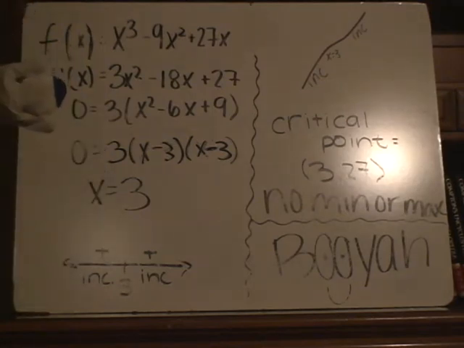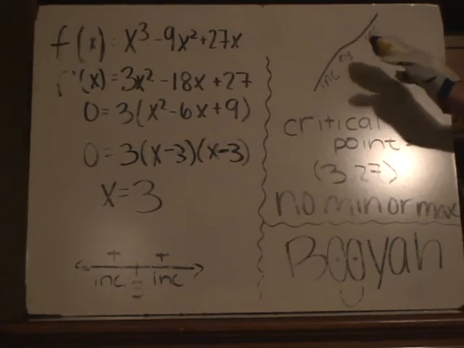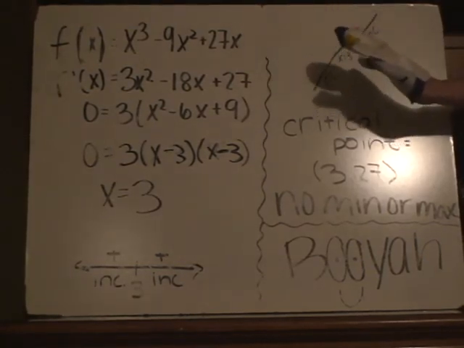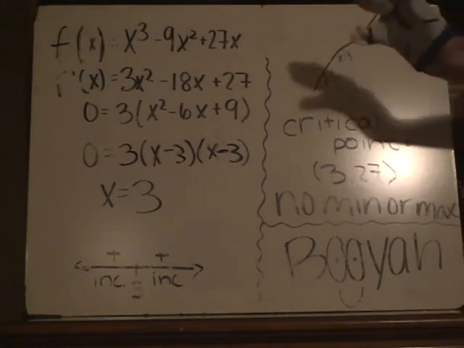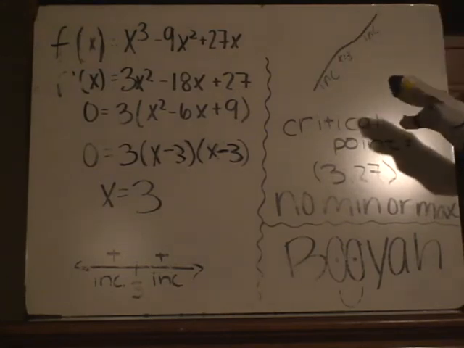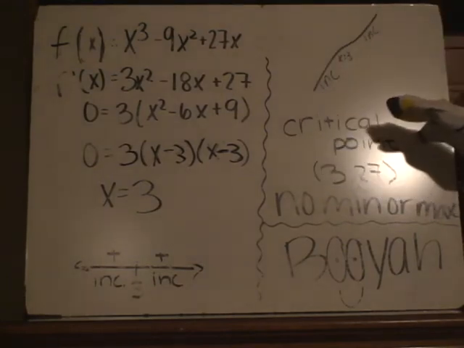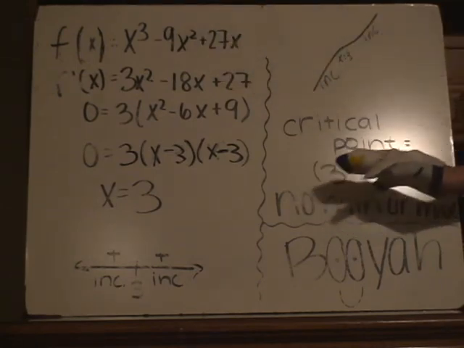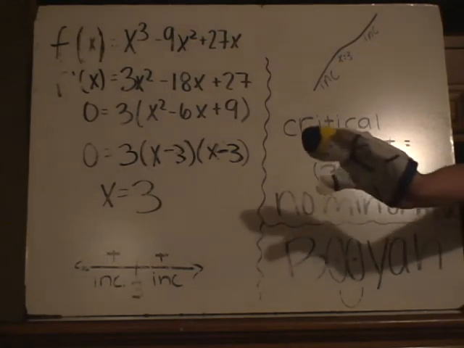So, I'm over here now. Well, if you look at the graph of the function, you can see that the function is always increasing no matter what. So, we know that the critical point is (3, 27), plug it into this equation right here, but we know that there's no min or max. Booyah!